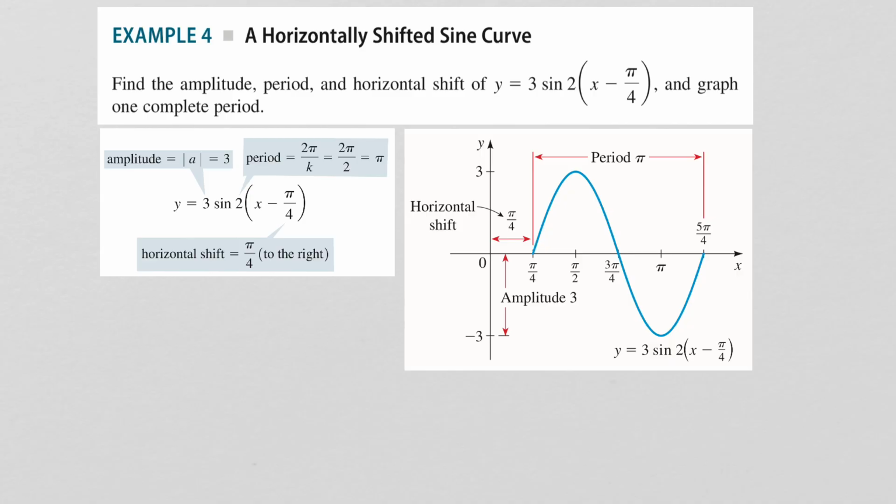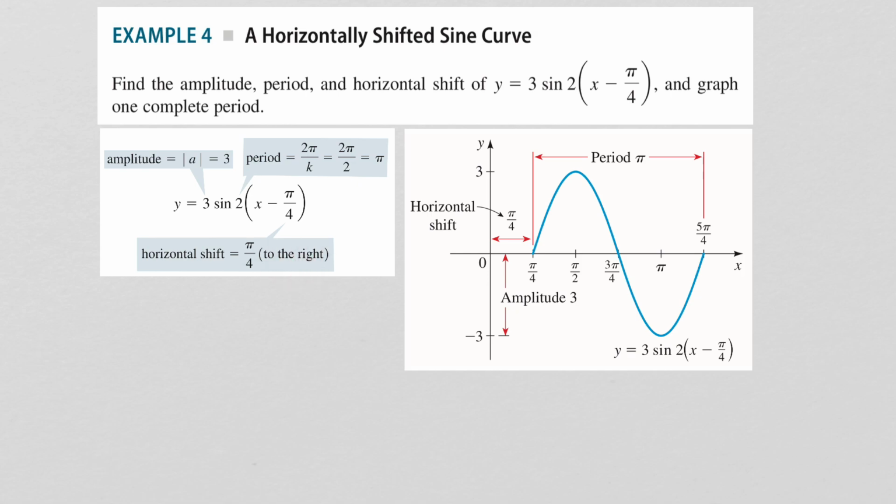So now, to give you a more complete example, find the amplitude, period, and horizontal shift of the following function here. So again, we know the amplitude is the absolute value of this number, which is 3. The period will be 2 pi divided by this number, which is 2 pi divided by 2, which equals pi. And we have a horizontal shift of positive pi over 4, right? We got to take the opposite of this number. And that means to the right, pi over 4 units.